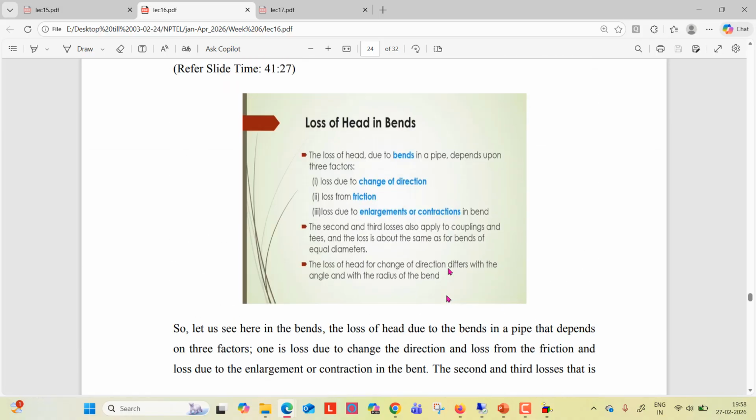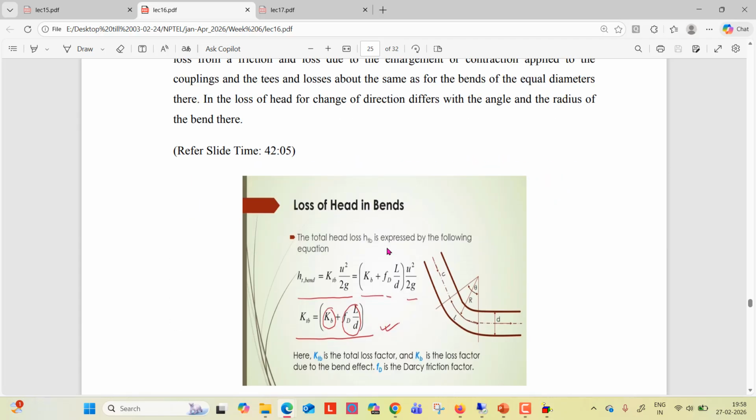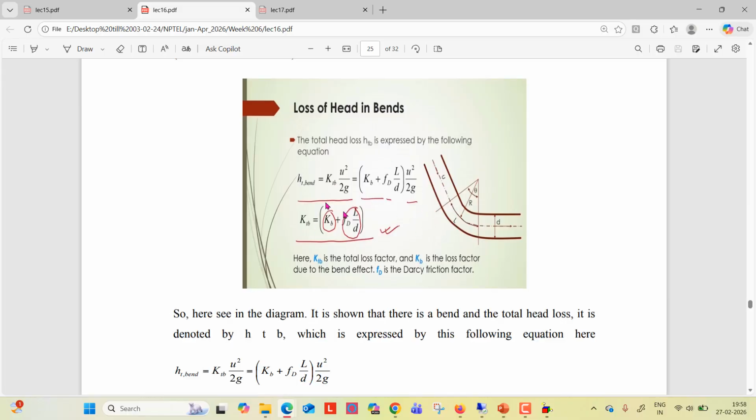So loss of head in bend happens: loss due to change of direction, loss due to friction, loss due to enlargement or contraction. So these are the expressions for head loss in bend.